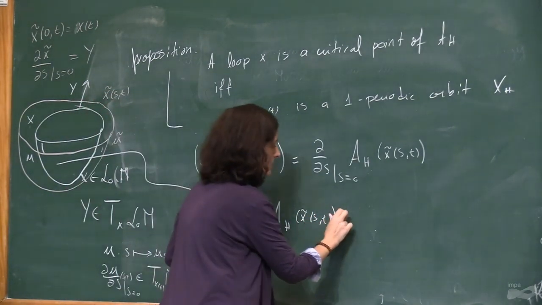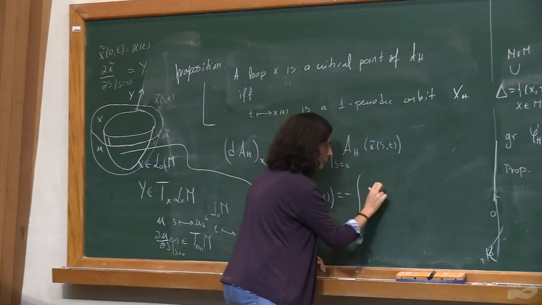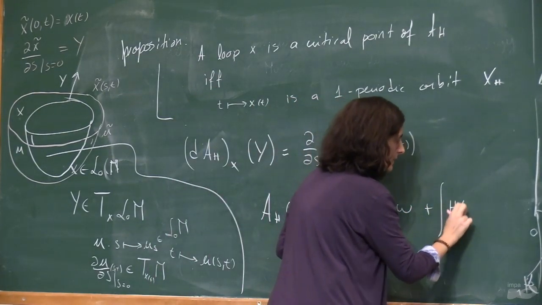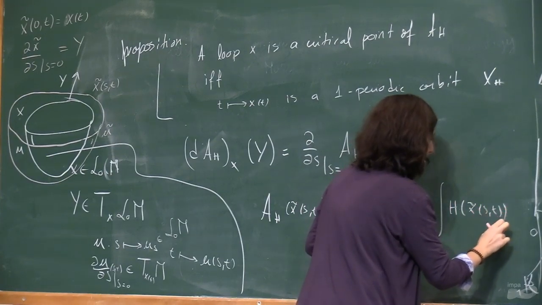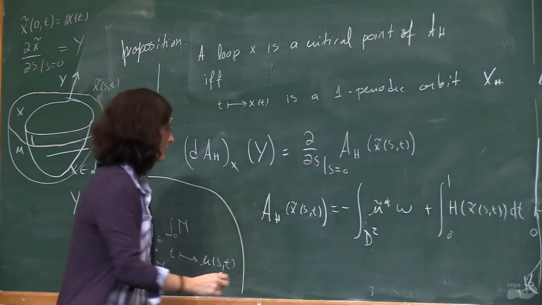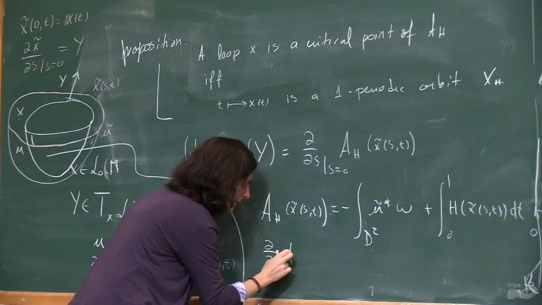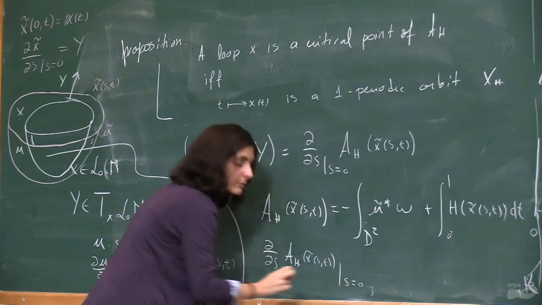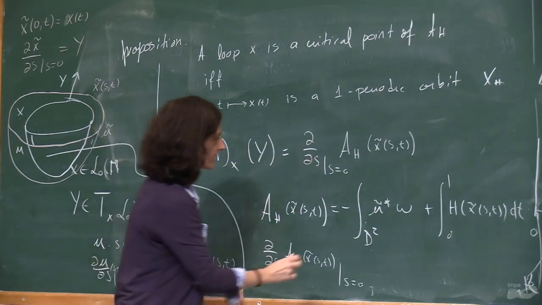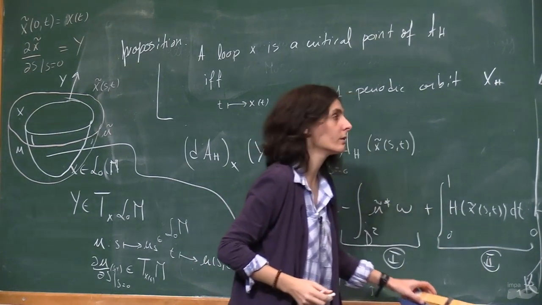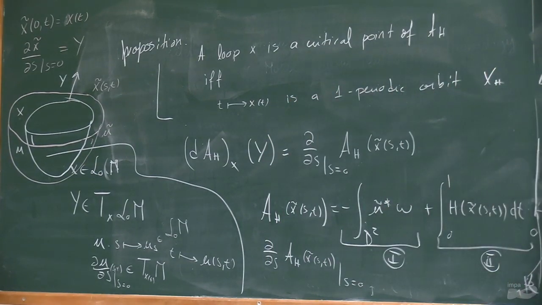When I evaluate this, what do I get? I get minus the integral of the pullback of omega by this u tilde on this disk D2, plus the integral of h at x tilde of s, t, dt between 0 and 1. And now I need to compute d/ds of h of x when s equals 0. I just wrote it here. So let's look into this term. Let me call this 1, and this, let's call it 2. I'll just give you the answer of the derivative with respect to s of each one of them.